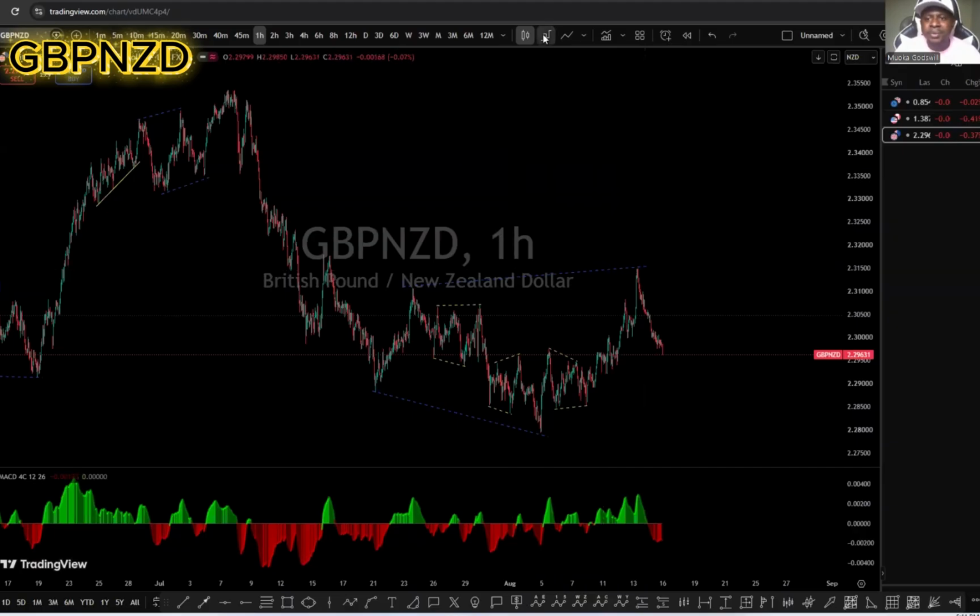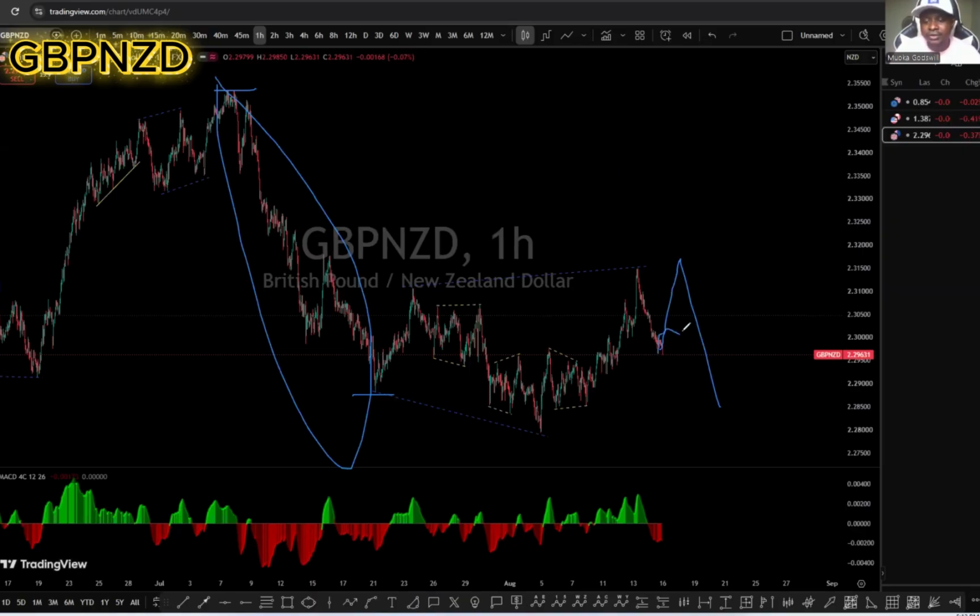So for GBP/NZD, I'm going to be waiting for a corrective structure or a move to the upside. Then I'm going to be looking for a push back down. And when that downside begins to happen, it's going to be a big one, something similar to what we have seen here. All right, that's what I'm anticipating for GBP/NZD.